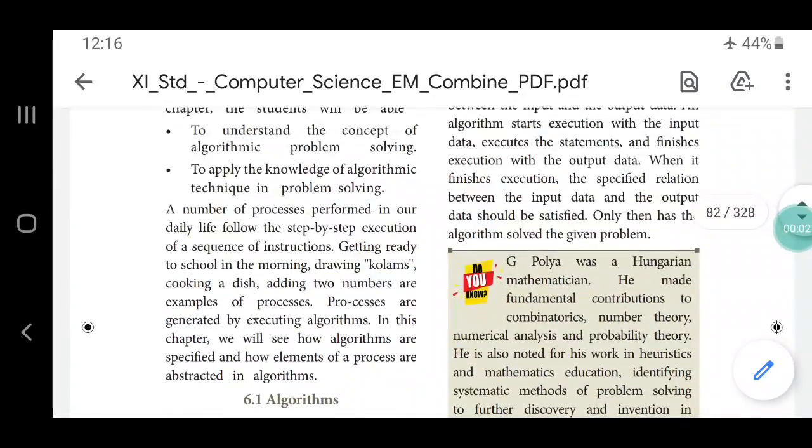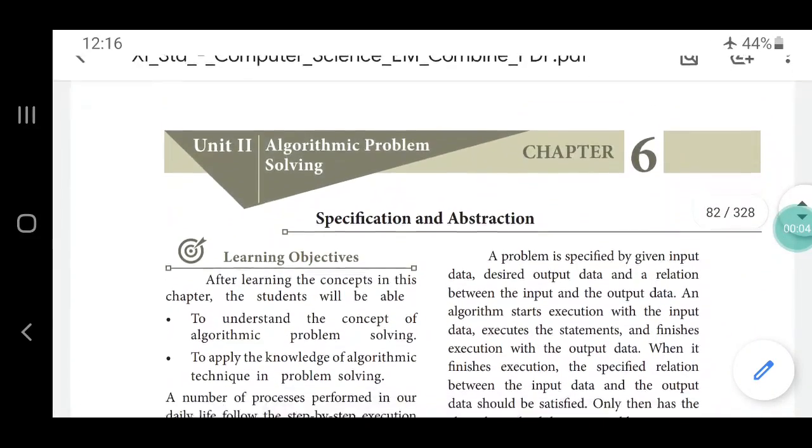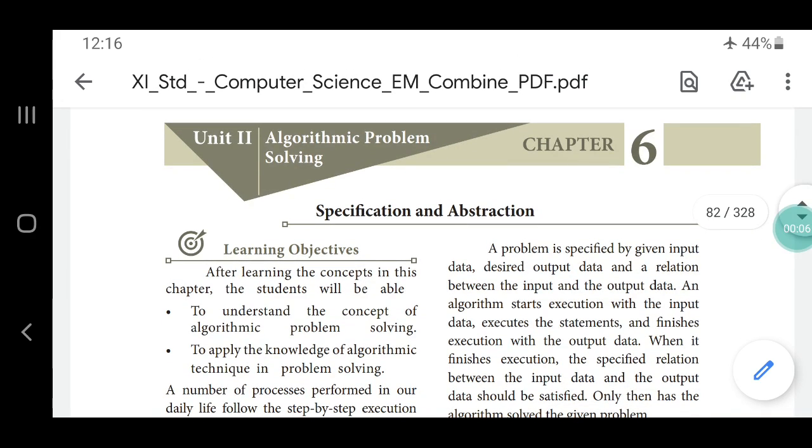Welcome students. Today we are going to discuss Chapter 6, Specification and Abstraction.